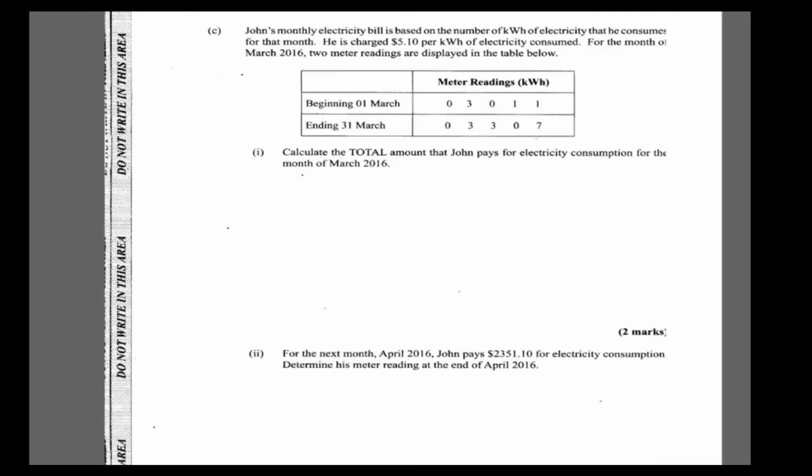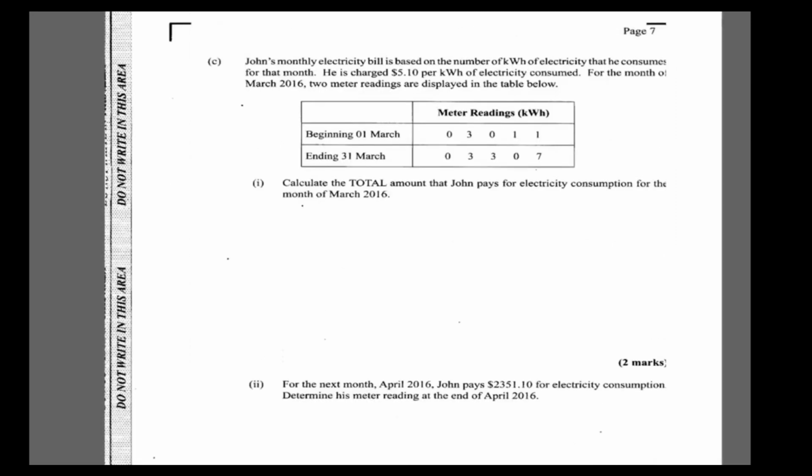Let's have a look at question C now. It says, John's monthly electricity bill is based on the number of kilowatts of electricity that he consumes for the month. He's charged $5.10 per kilowatt of electricity consumed. For the month of March 2016, 2 meter readings are displayed in the table below. So in the beginning, this is what we see. At the end of the month, this is what he has.